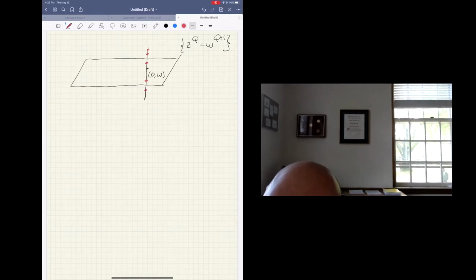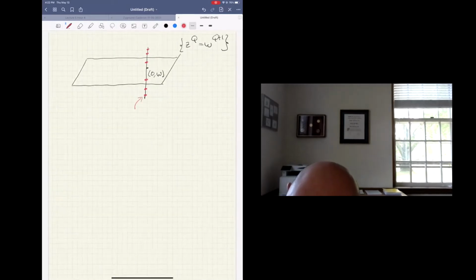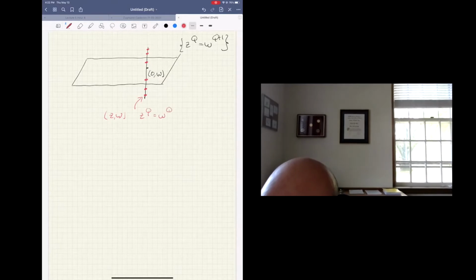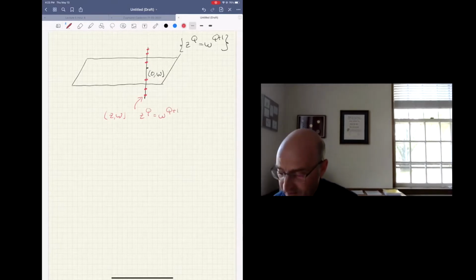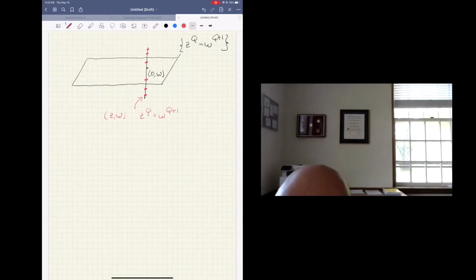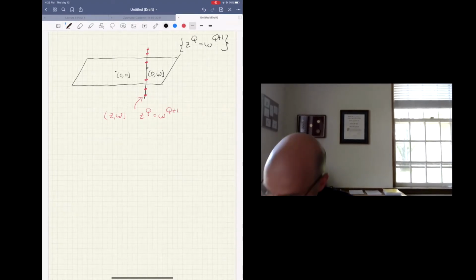In fact, q, right? So each of these points is given by zw, where z to the q is equal to w to the power q plus 1. And since you are in complex coordinates, as long as you stay away from the origin, in which you have only one point, you're actually looking at exactly q points.